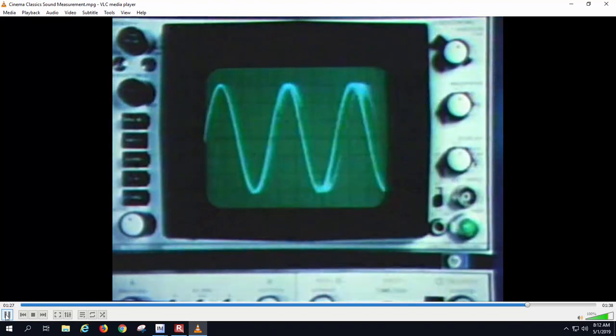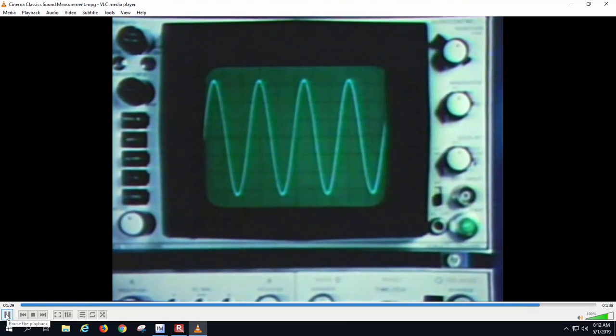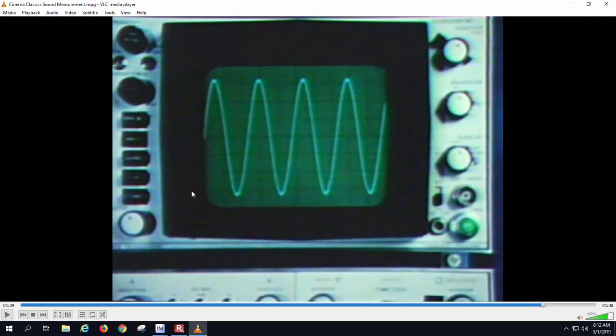So this is at 2,000. So this is times 100 on here. Frequency increases, wavelength decreases, right? Frequency increases, wavelength decreases.